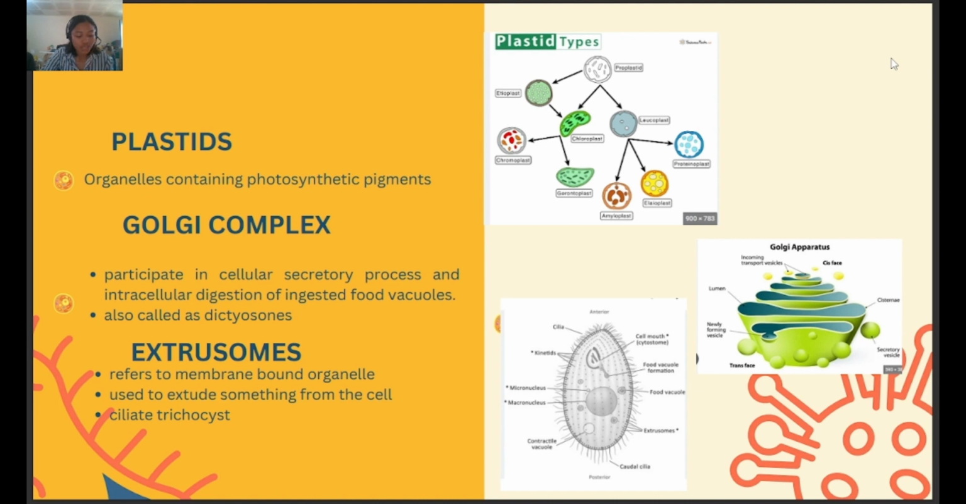Among the pigment-containing plastids is the chloroplast, which contains a different version of chlorophylls. But some eukaryotes contain other pigments, so not all of them are green. Next is the Golgi complex, which participates in cellular secretory processes and intracellular digestion of ingested food vacuoles.